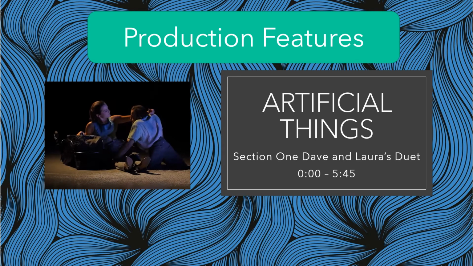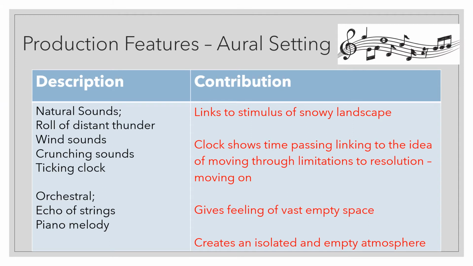Okay then, moving on to production features. So let's first start with aural setting. Remember, the type of aural setting is natural sounds, and it's also mixed with orchestral. So in terms of natural sounds, there's the roll of distant thunder.